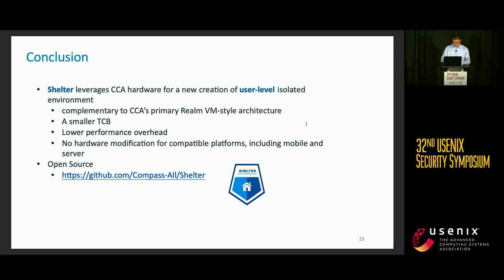In conclusion, Shelter leverages CCA hardware primitives, and basically it can create a new user-level, you call it enclave, or you call it TEE, basically it's an isolated execution environment, right? And it is complementary to CCA's primary realm VM-style architecture, and also it has a smaller TCB compared to CCA, and also it achieves a lower performance overhead. And for us, we don't need to modify any hardware. We basically leverage the existing hardware features. Okay, and also we open source Shelter. If you're interested, go ahead and download it and run it.